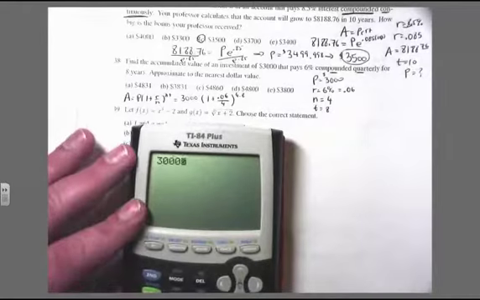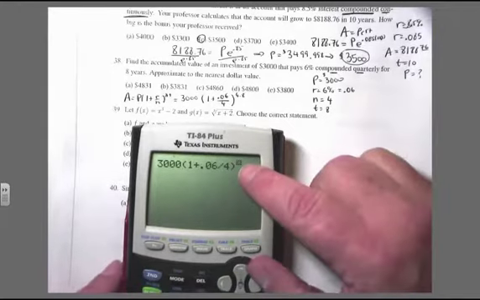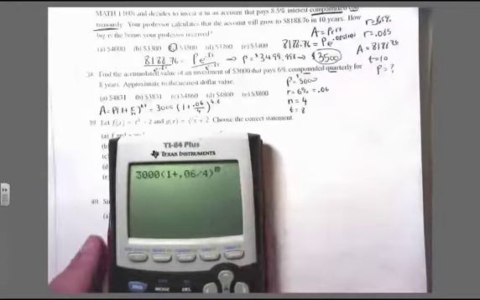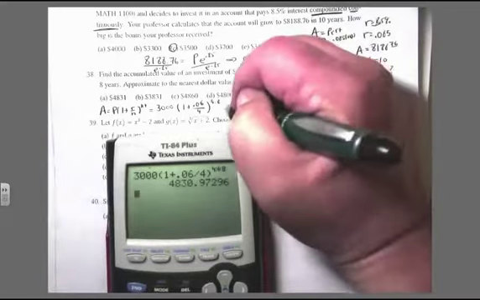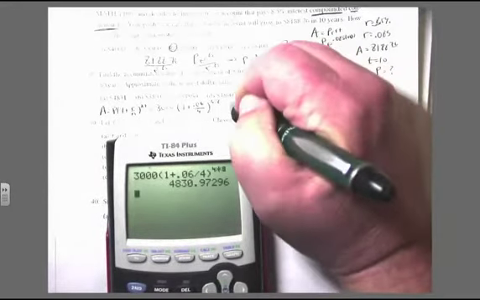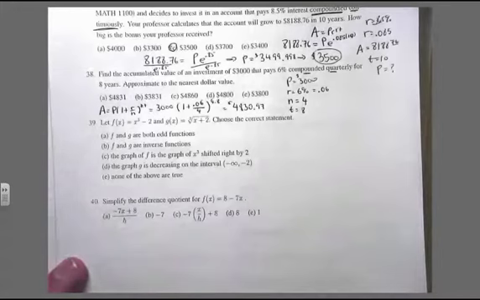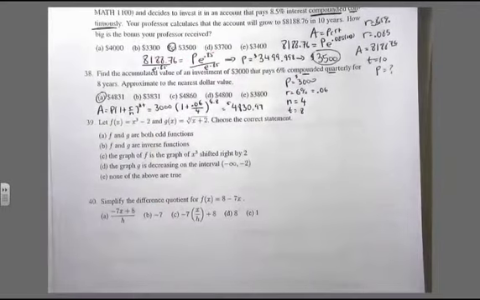3,000 times (1 plus 0.06 divided by 4) raised to the, and if you've got the old style operating system, don't forget to put parentheses around your exponent. But I've got the newer operating system, which actually puts it right into the exponent here. I can just do 4 times 8, all in the exponent. And how much money do I get? $4,830.97. They seem to be rounding your answers off to the nearest penny, which would be what? $4,831. The answer is A. Does that make sense?